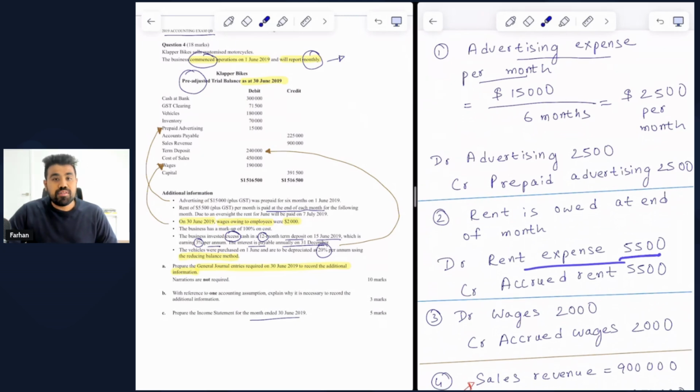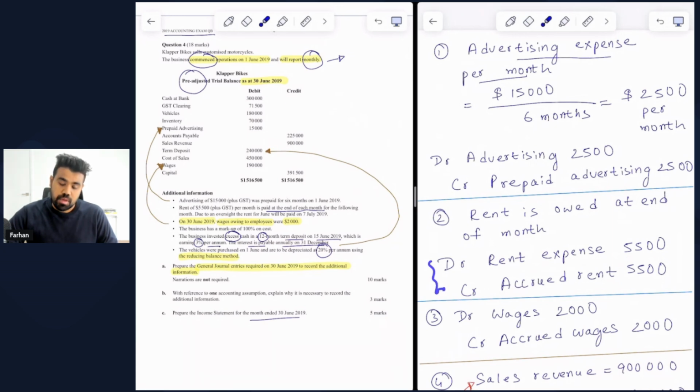But at the same time, since we didn't pay this rent, we have an obligation. In fact, the business has a present obligation for services it has already consumed. And that is why we are crediting accrued rent by 5,500, which is a current liability. Given that liabilities are credited when they increase, we are showing accrued rent on the credit side to reflect an increase in the current liabilities of the business. And the amount is $5,500.